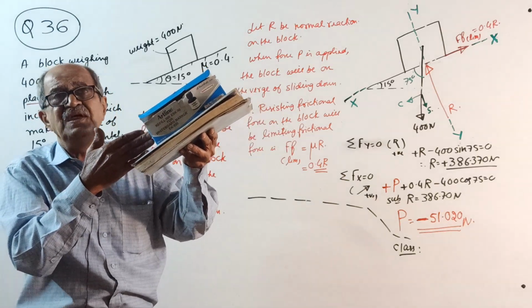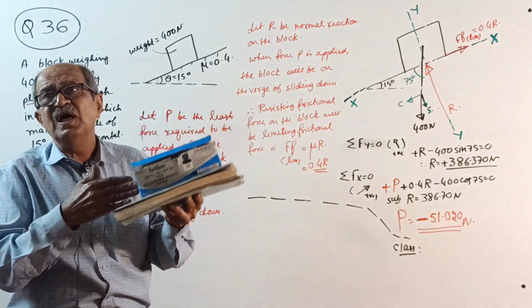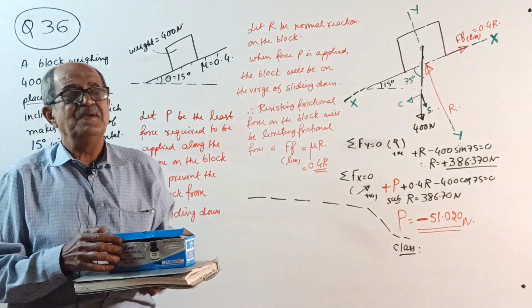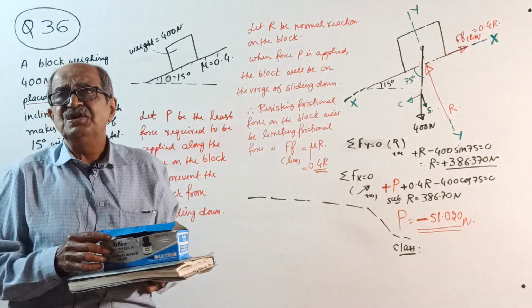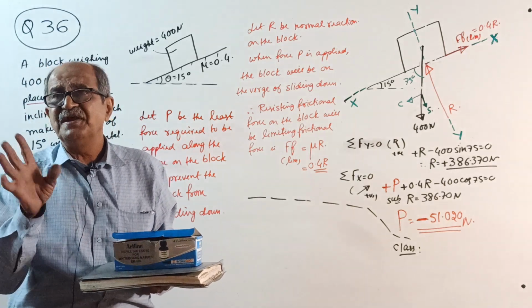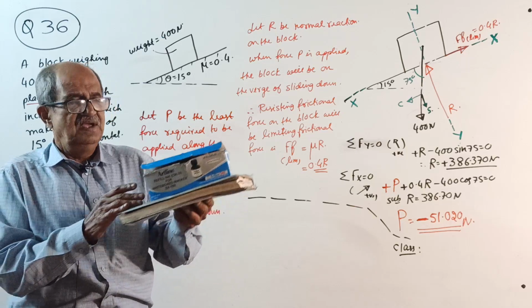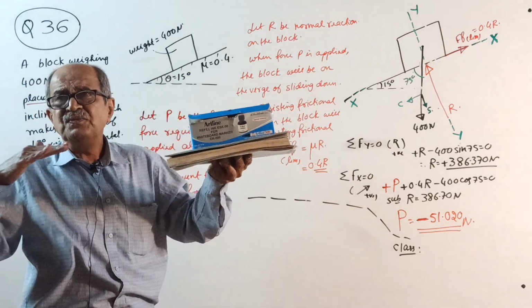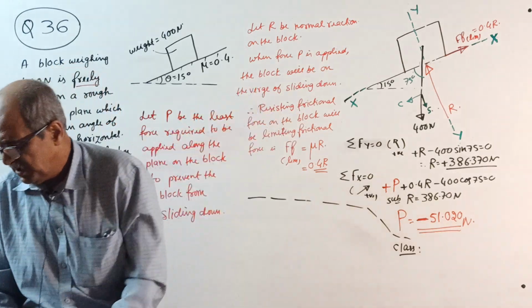Least force means it should be on the verge of sliding. I told you long back, 10-15 times: whenever least force is required, understand that it is a case of limiting friction. So the person thought it will slide down. What force is required to prevent it? Okay, solve.